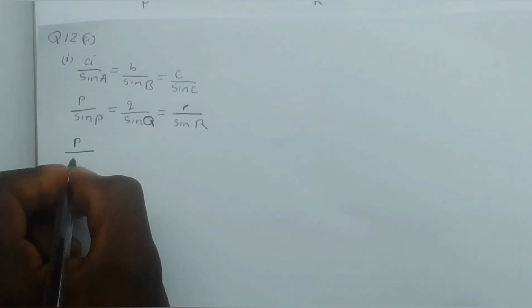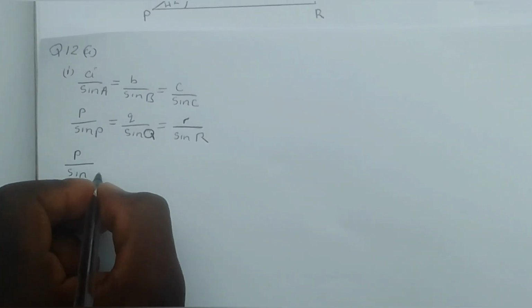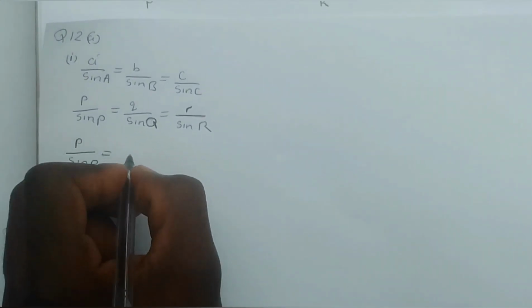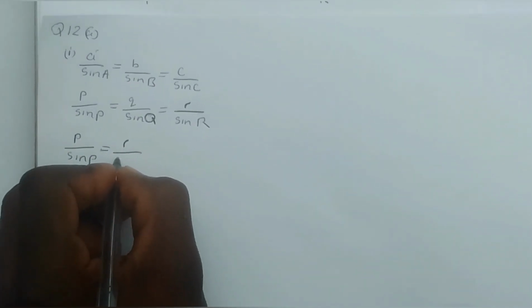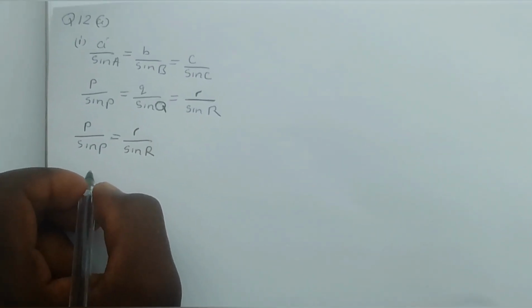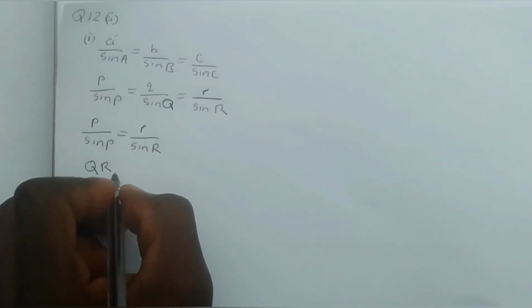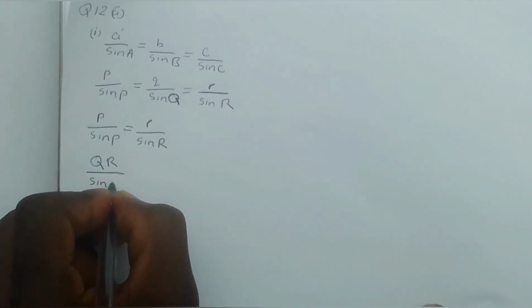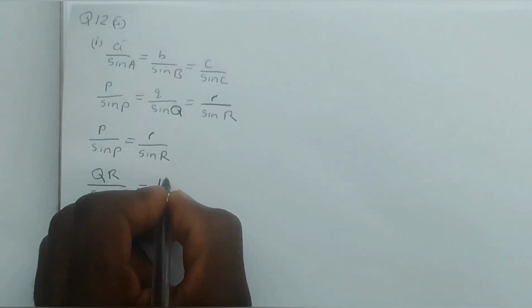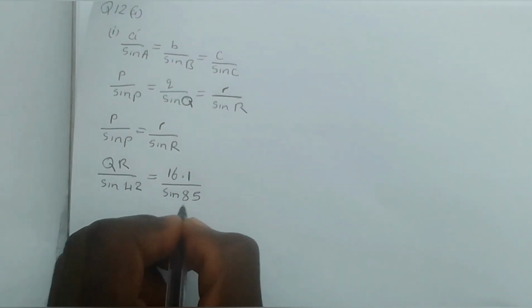Now we're going to pick the one which is linked to the question and has everything. There is p over sine P, which is going to move together with r over sine R, because we have the distance r and also the angle at R. So we'll move with p over sine P equals r over sine R. Now we replace. We have QR, which is the distance, over sine 42 degrees, which is equal to r, given as 16.1, over sine R, given as sine 85.